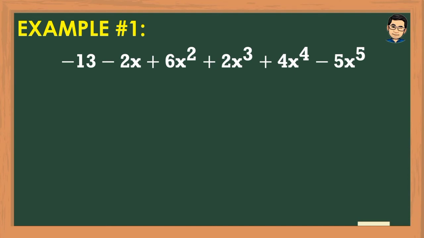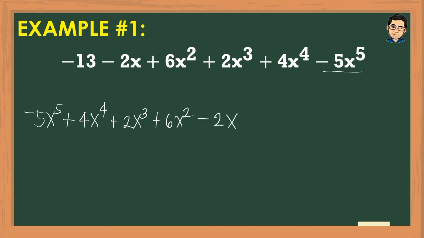So, ang gagawin lang po natin, i-arrange natin, ibig sabihin, ang mauuna po dapat is yung negative 5x to the 5th power and then 4x to the 4th power hanggang dun sa constant term natin na negative 13. So, i-arrange po natin as negative 5x raised to the 5th power plus 4x to the 4th power plus 2x cubed plus 6x squared minus 2x minus 13. The polynomial now is written in standard form.